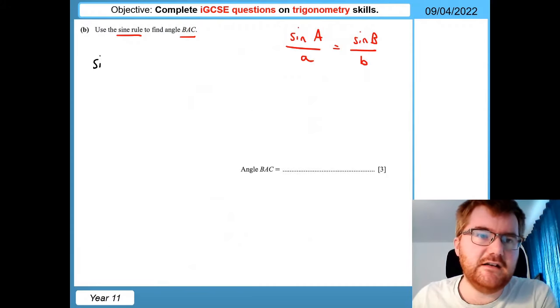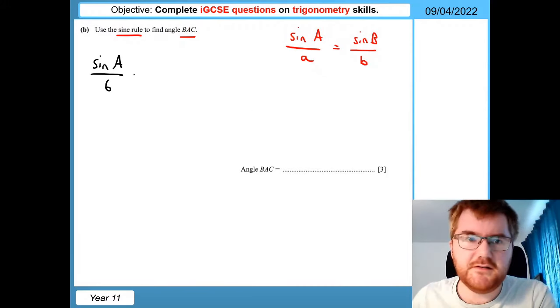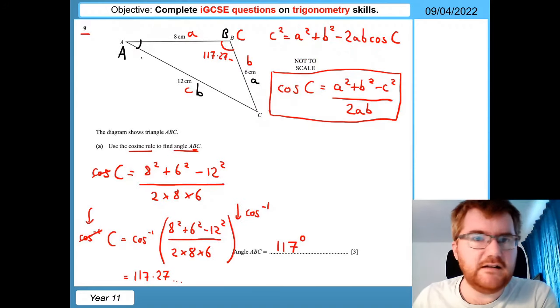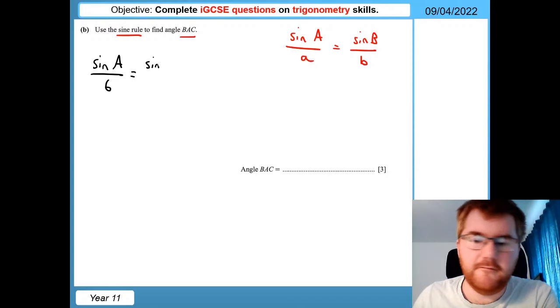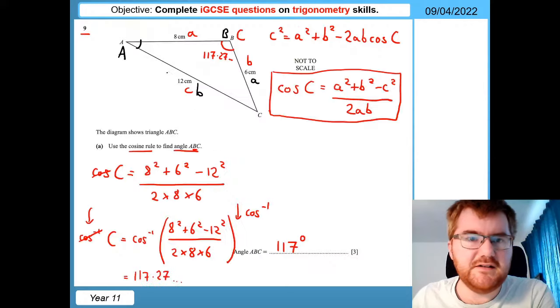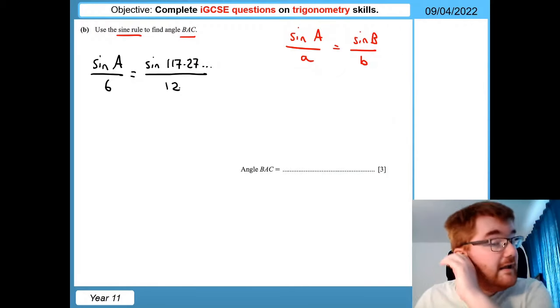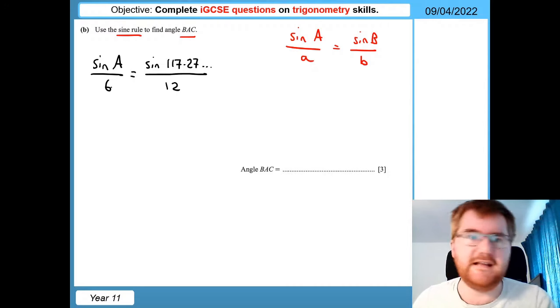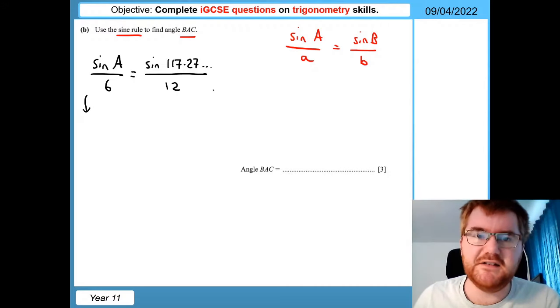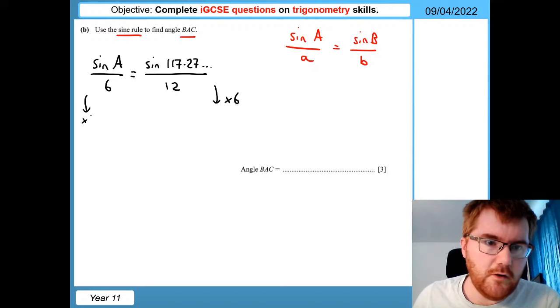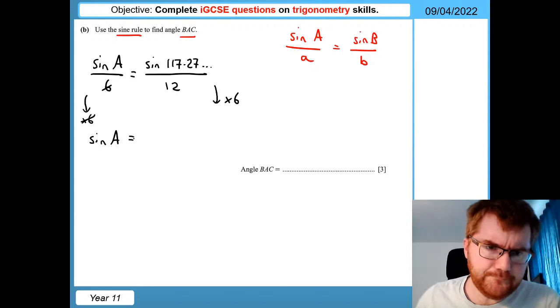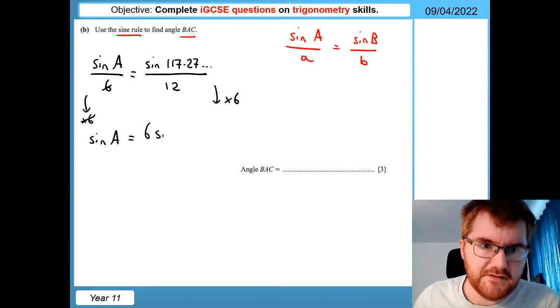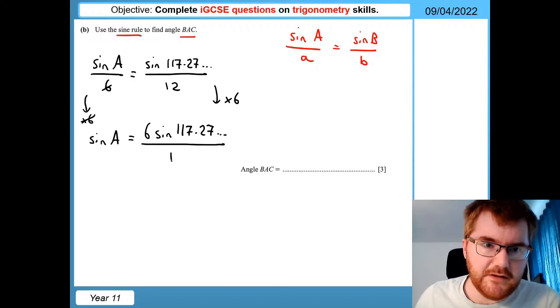So we get sine A over 6 exactly equals sine of 117.27, what we just worked out, divided by the side opposite, which is 12. And you're probably used to this at this point. We're going to rearrange to make A the subject. So what's the opposite? Dividing by 6, timesing by 6 on both sides, giving us sine A is equal to 6 lots of sine 117.27... divided by 12.